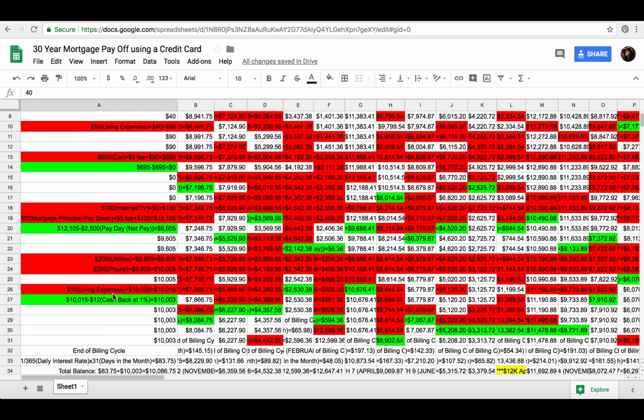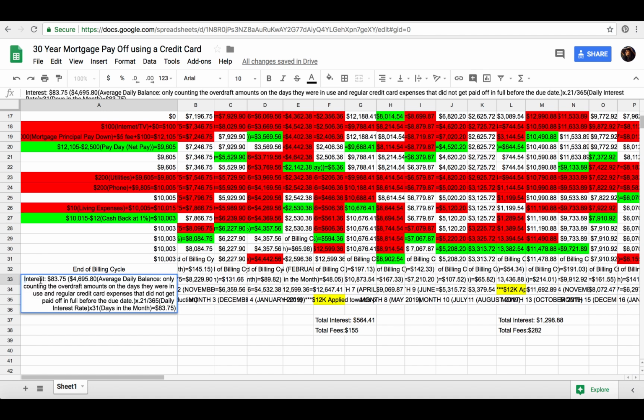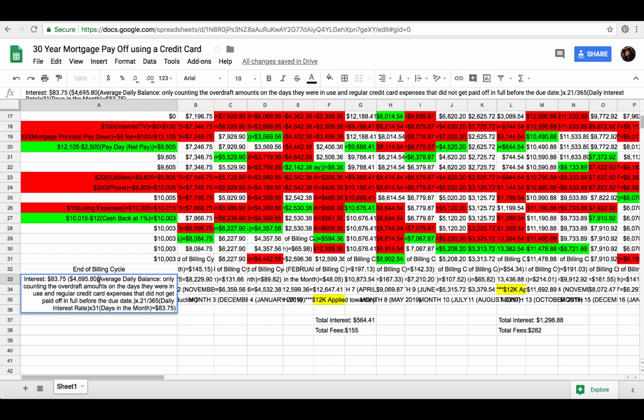So as you take a closer look at the end of the month, when all of the living expenses were charged to the card, I would use the cashback rewards and just apply it towards the card to reduce that balance even more. So when you take a look at the bottom here, it's the end of the billing cycle, and that's the equation that credit card companies use to calculate how much interest they're going to charge you. So the key in this equation is the average daily balance.